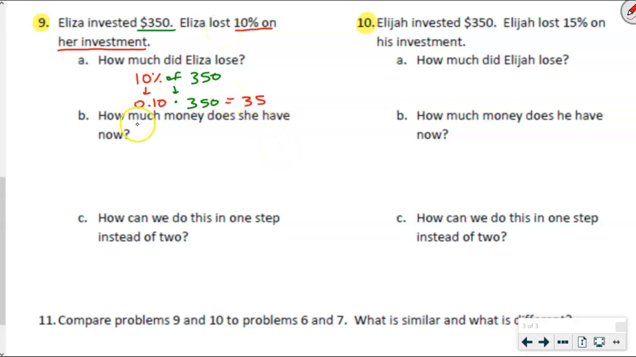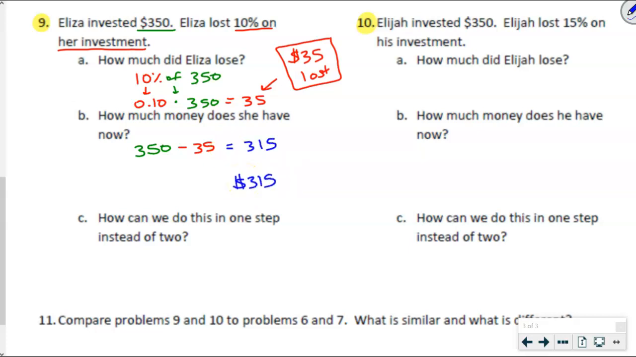What do I do in this next step? How much money does she have now? Well, she started off with that 350, but this time, this amount right here is not $35 earned. This is $35 lost. So since it's lost, that means I'm now going to subtract that amount. 350 minus the amount she lost is her new amount of $315.